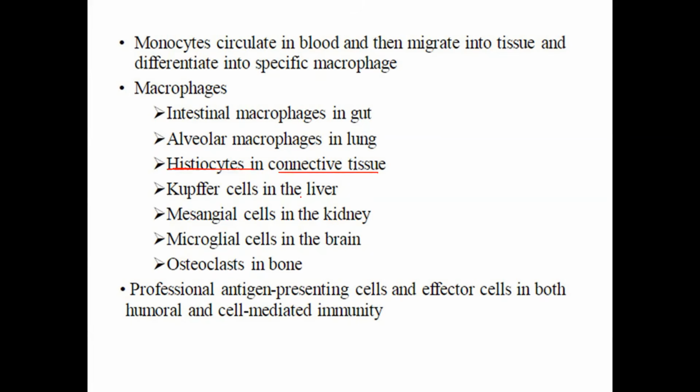The name of the macrophage present in the liver is the Kupffer cell, so don't get confused. The macrophage present in the kidney, very important, is the mesangial cell. The same macrophage present in the brain is called microglia. Most students get confused between mesangial and microglial. Never get confused: mesangial is in the kidney, microglial is in the brain.